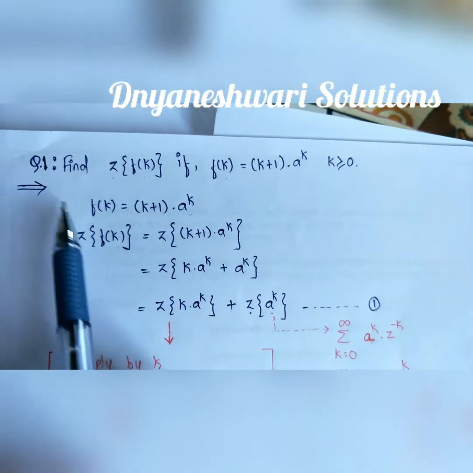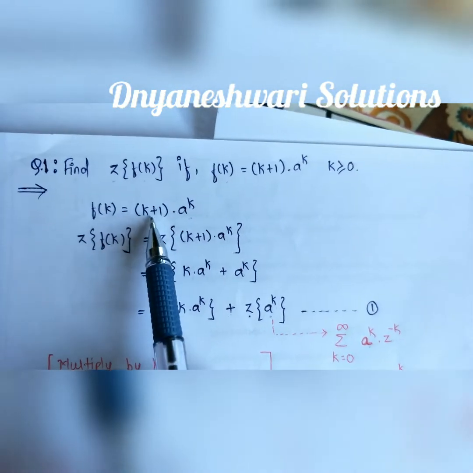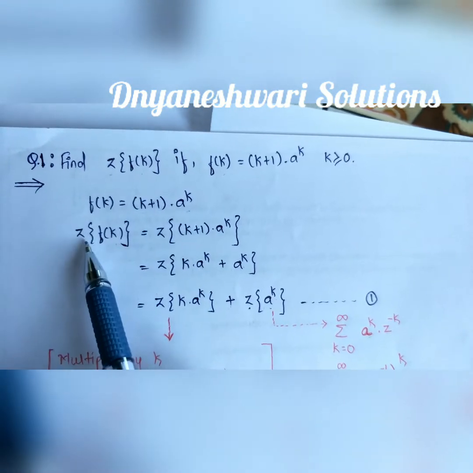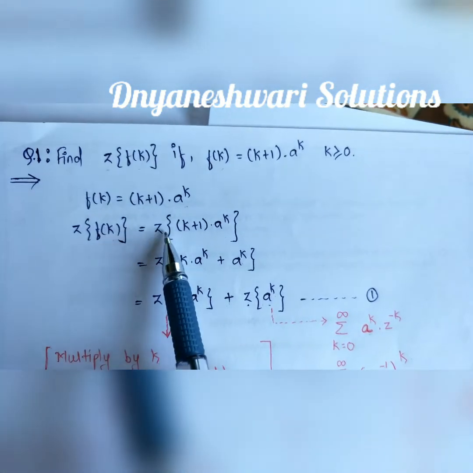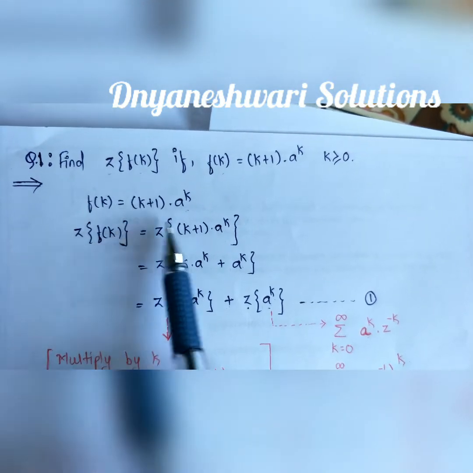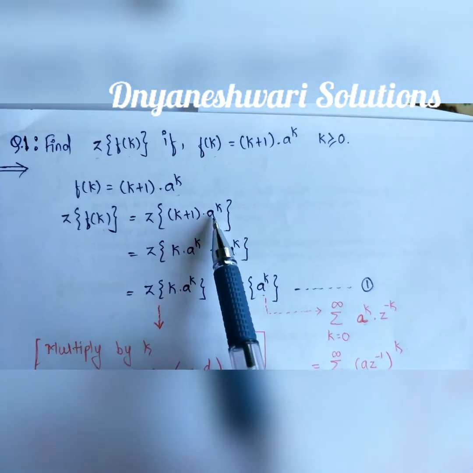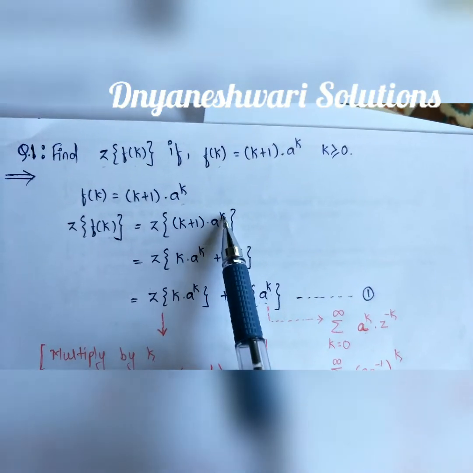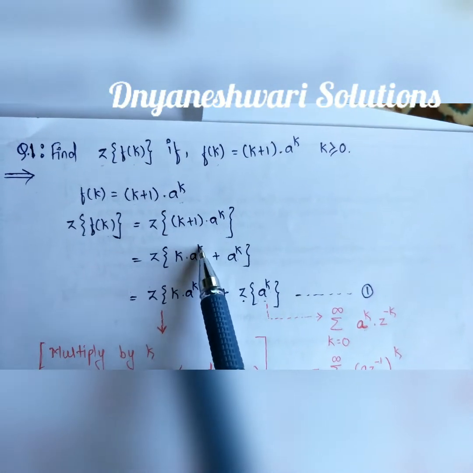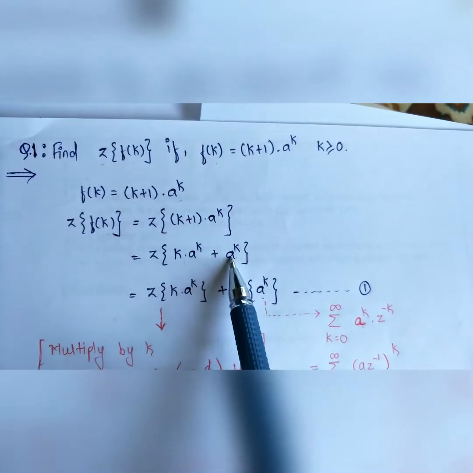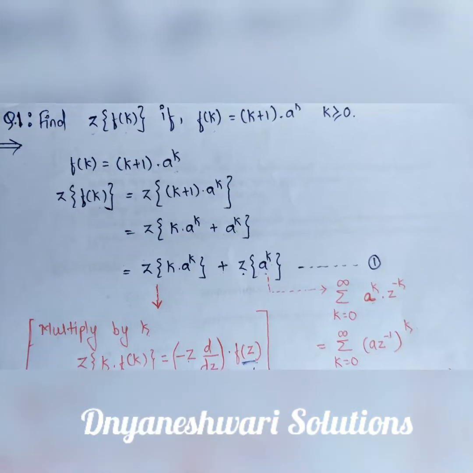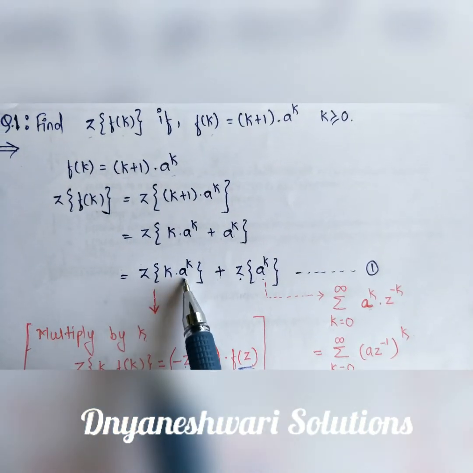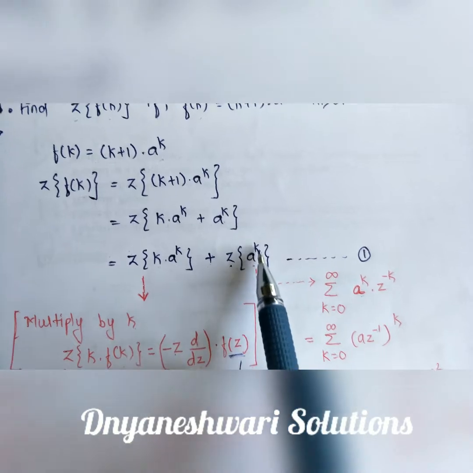So solution, f of k equals (k plus 1) into a raised to k, which is given. So Z transform of f of k equals Z, and substitute the value for f of k here. Multiply a raised to k with each term: a raised to k into k, plus a raised to k into 1. So take Z transform individually for each term. So Z transform of k into a raised to k plus Z transform of a raised to k.